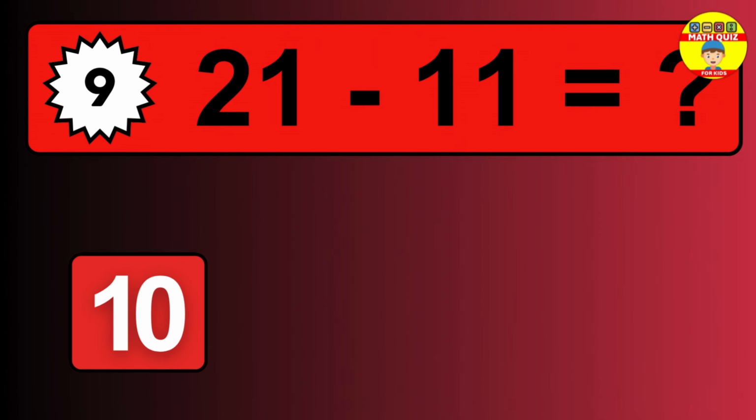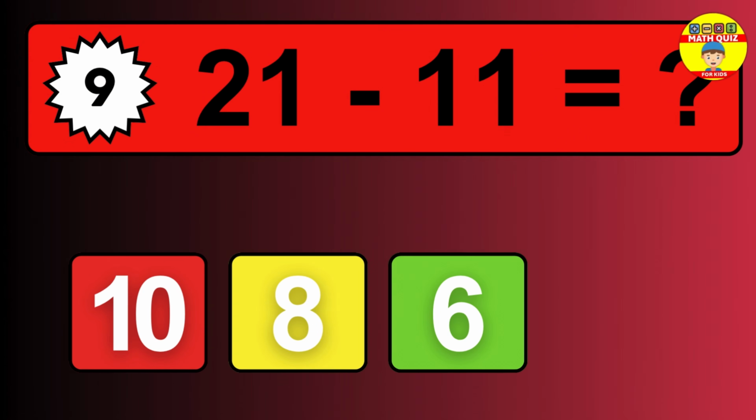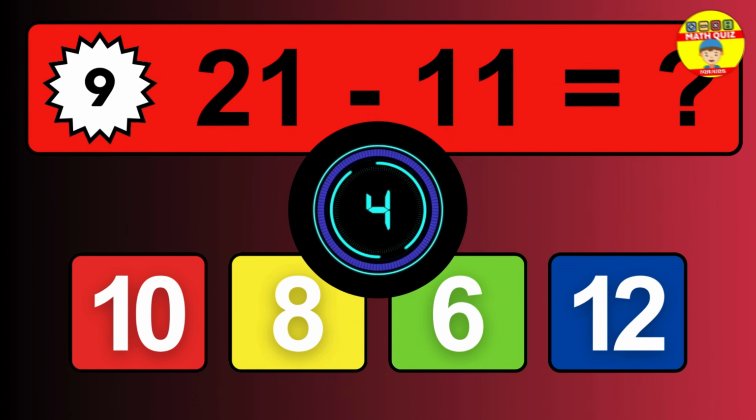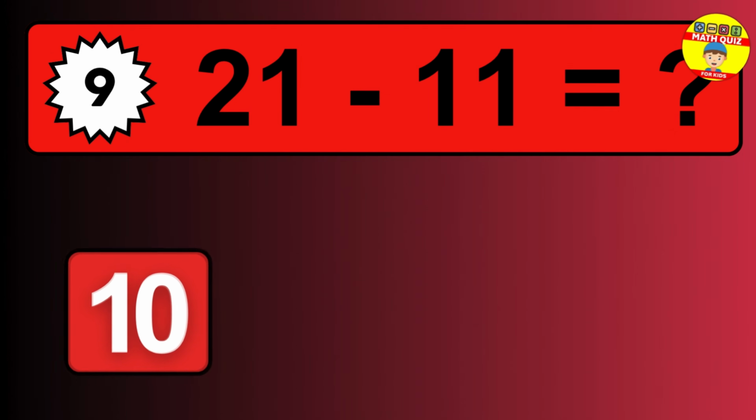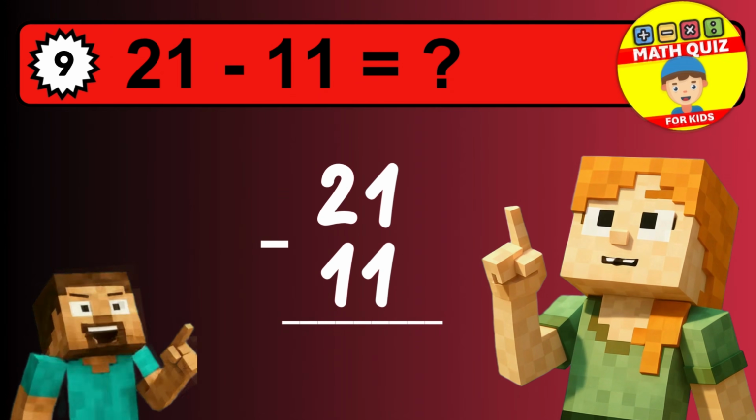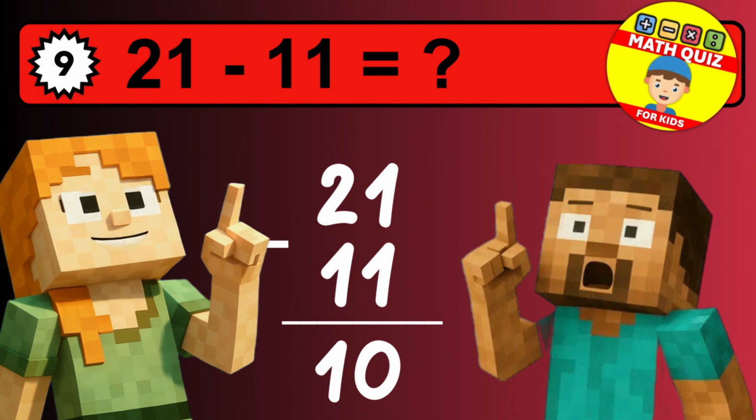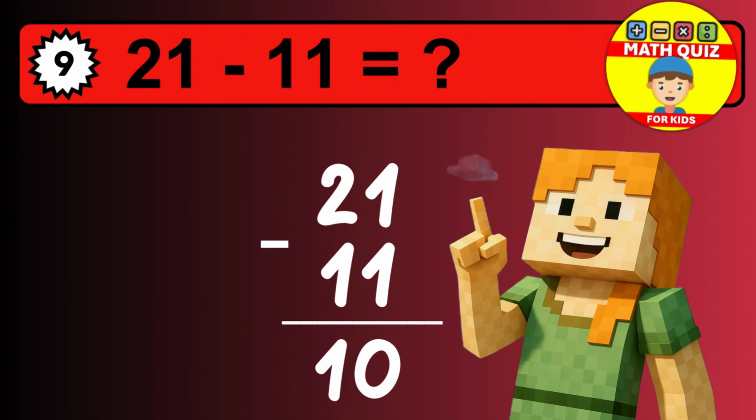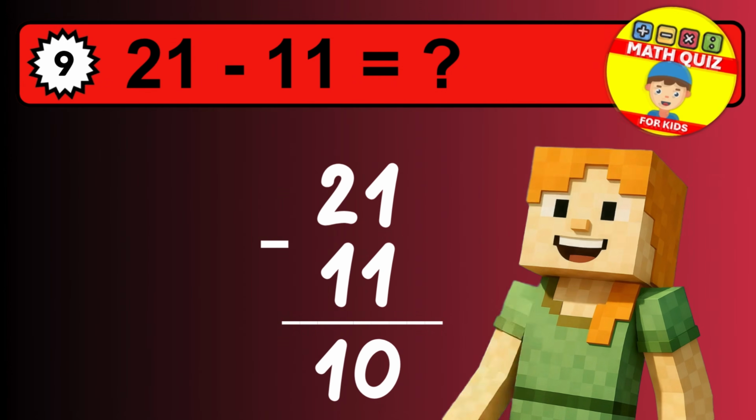What is 21 minus 11? Time to think. Let's solve this step by step. We start with the units. 1 minus 1 is 0. Then we go to the tens. 2 minus 1 is 1. The final answer is 10.